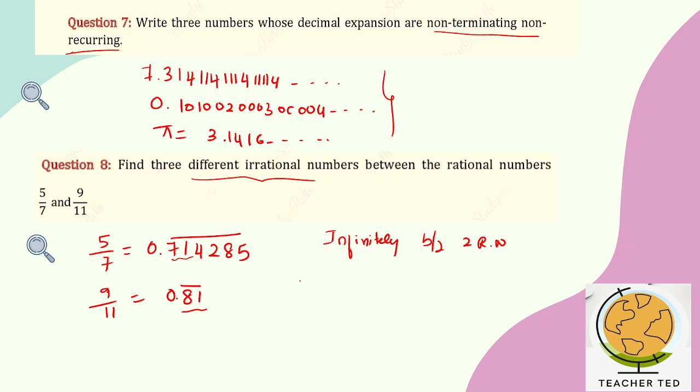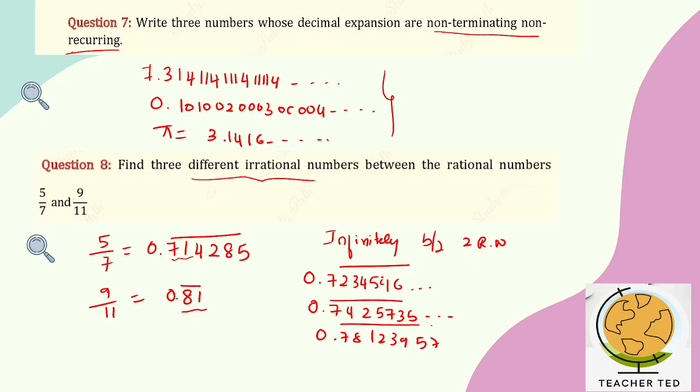I'll write randomly: 0.72345996, etc., whole bar, 0.742573 whole bar, etc., 0.78123957. So you observe here, the first two digits lie between 0.71 and 0.81. You can see here 0.72, 0.74, and 0.78. I hope all of you understood this question. Let us move on to the next one.